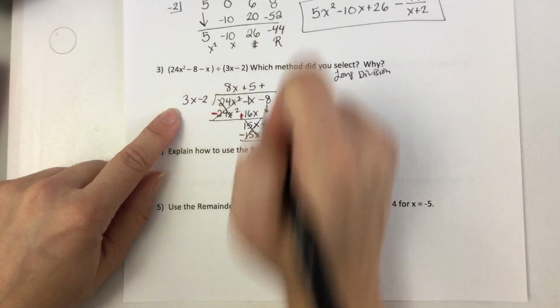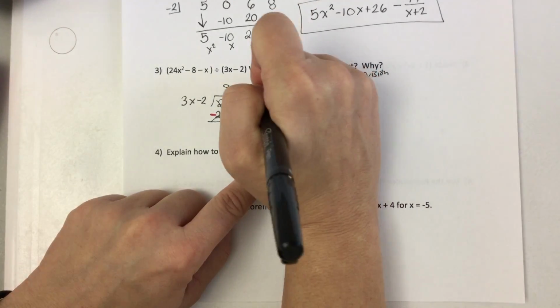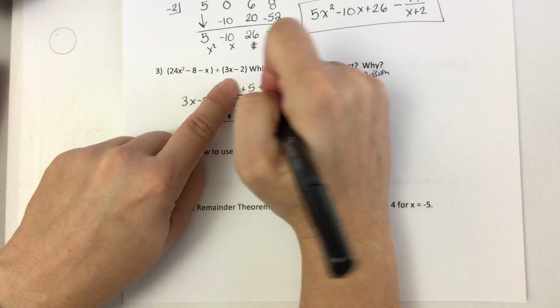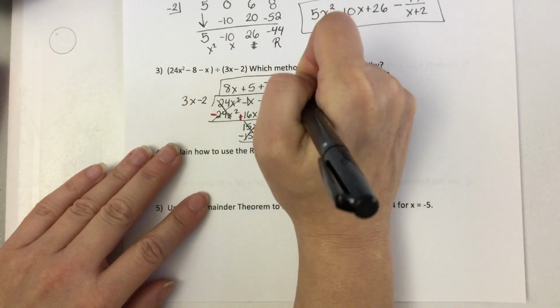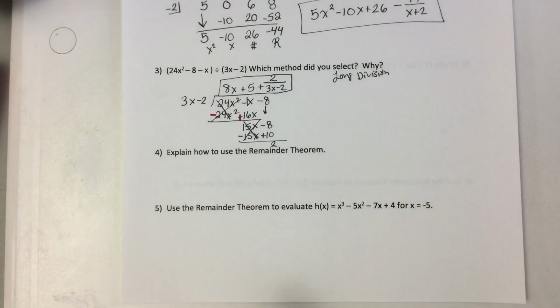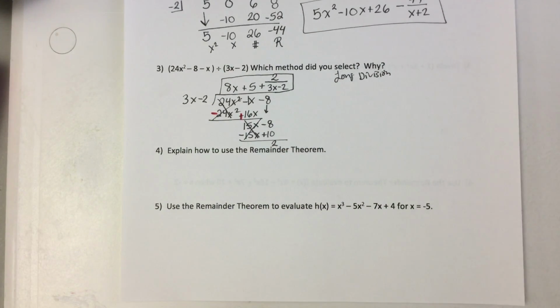It's positive, so I add. The value of the remainder is your numerator. Your divisor, 3x minus 2, that is the denominator. So your answer is the polynomial 8x plus 5 plus 2 over 3x minus 2.